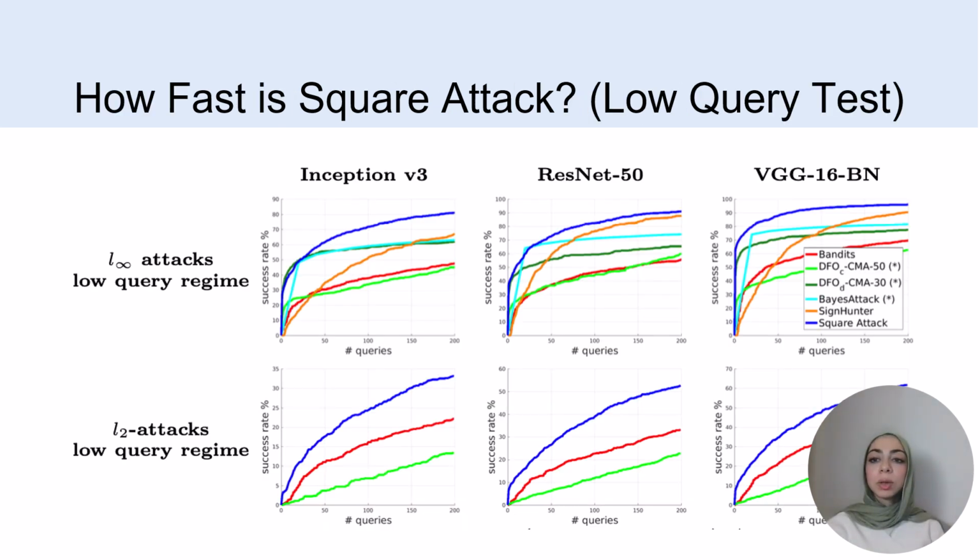Now let's see how square attack performs when the number of queries is really limited. In this test shown in figure 4, the authors only allowed up to 200 queries. That's not much, especially for black box attacks. But even then, square attack started outperforming the others early on. It didn't need hundreds or thousands of tries to work. It was effective almost right away. This shows one of square attack's biggest strengths. It's not just accurate, it's fast, even in tight query settings.